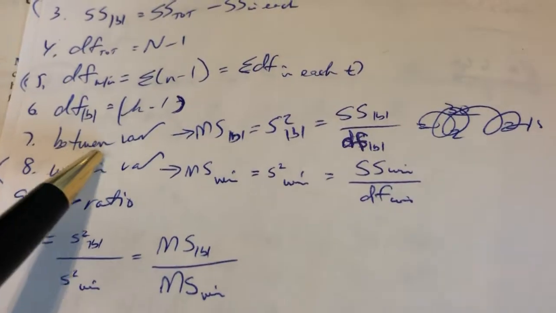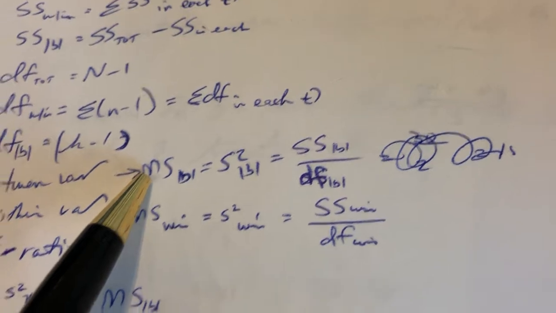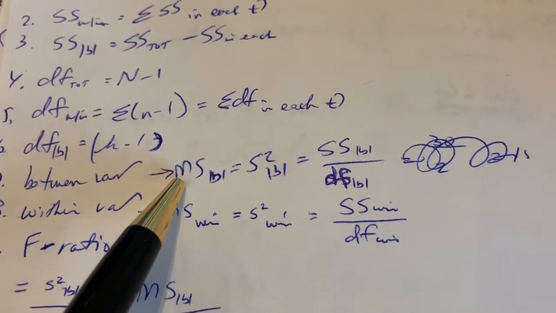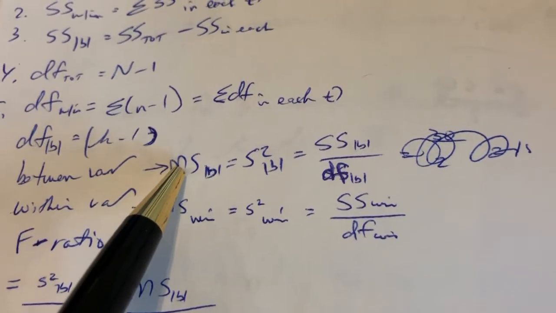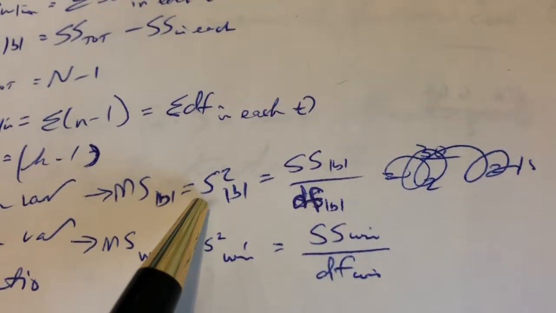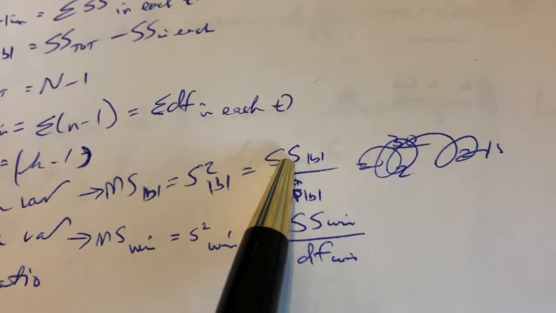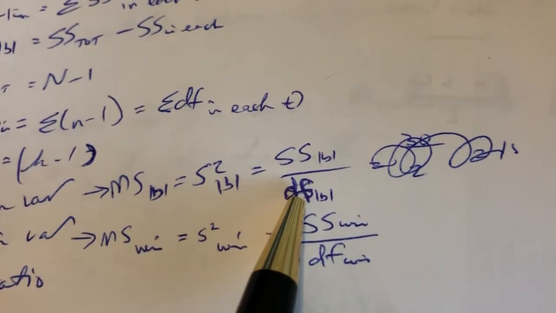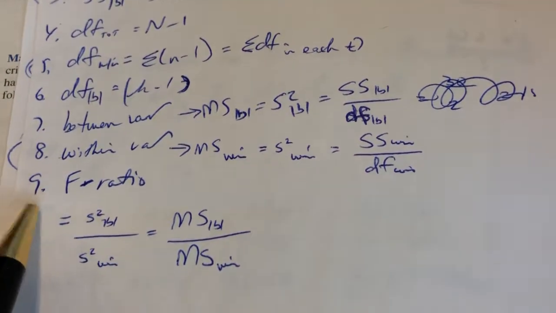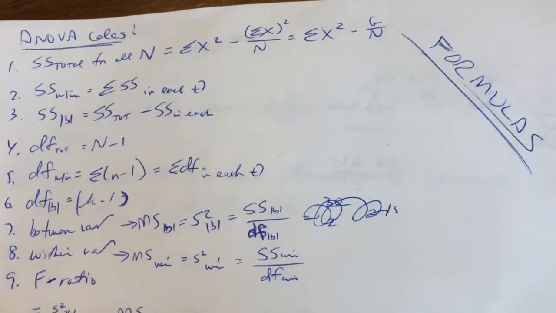Anyway, then you have to calculate your between variance and your within variance. And here's the notation for between variance. So the MS between is equal to s squared between, which is equal to the sum of squares between over your degrees of freedom between, and on and on. You can look at the rest. But these are the formulas that you will need.